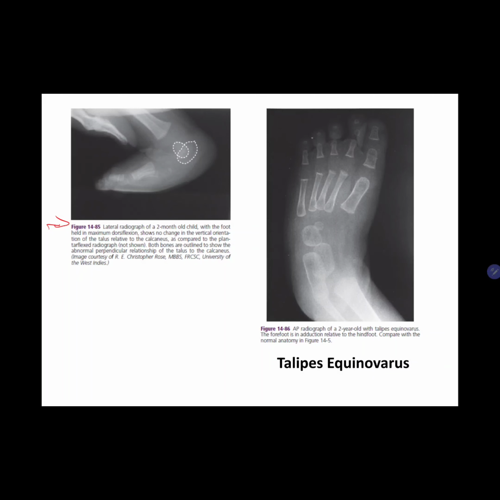Alright, so we'll proceed first with foot anomalies. This would be the last part. Finally. Alright, so we have accessory bones.